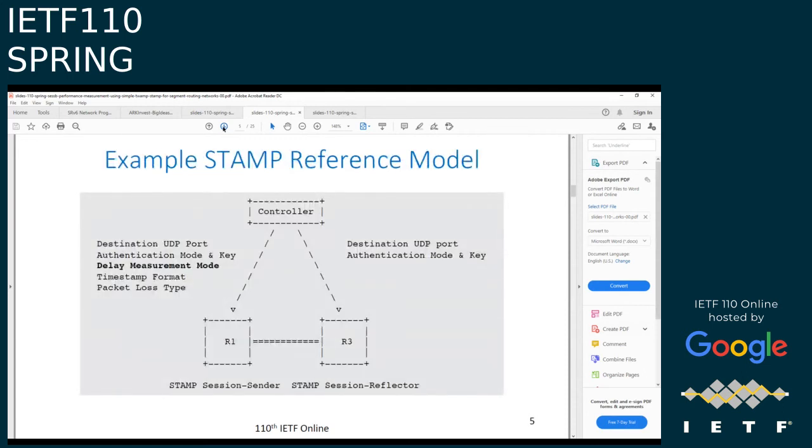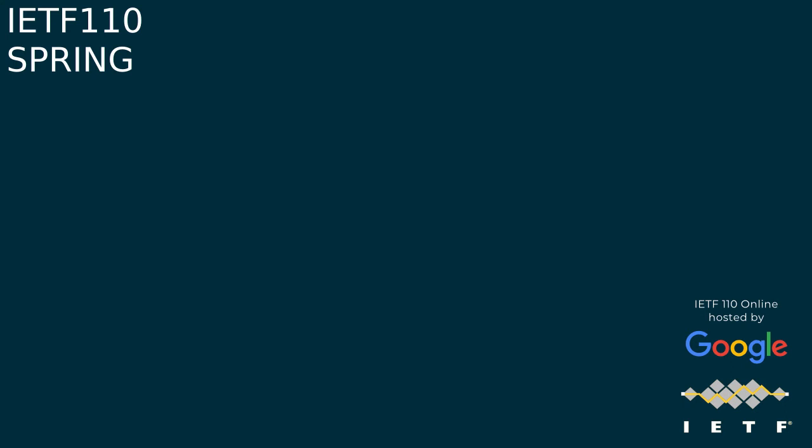Just to summarize the Simple TWAMP procedures for SR. There is a YANG data model that defines the provisioning aspects of it. There are some SR aspects, for example a UDP destination port defined with authentication mode and key. There is a delay measurement mode, one-way, two-way, or round trip, which timestamp format we want to use, or the packet loss if it's synthetic or direct loss. So these are just some examples of the provisioning aspects of it. And next slide, please.